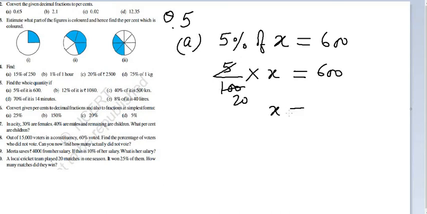If you solve it, 5 ones are 5, 5 twentieths, this will come 20. So X equals 600 into 20. This 20 will go to the other side. So this will become X equals 12,000. So 12,000 is the whole quantity. Similarly, we can go for B part also.